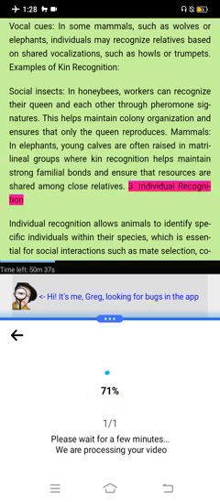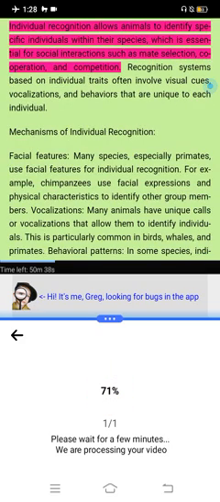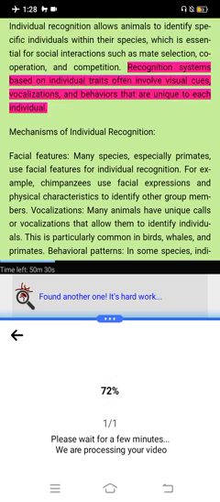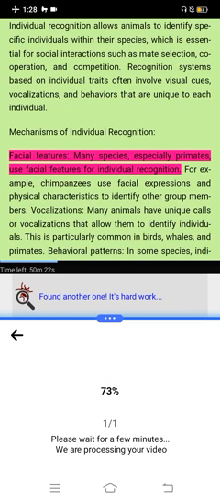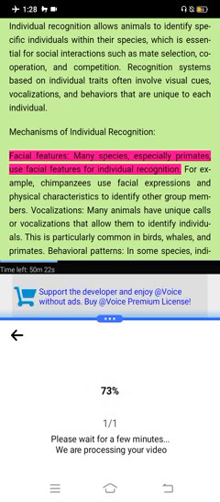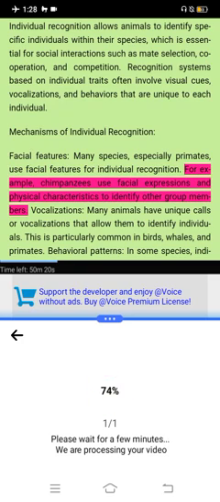3. Individual recognition. Individual recognition allows animals to identify specific individuals within their species, which is essential for social interactions such as mate selection, cooperation, and competition. Recognition systems based on individual traits often involve visual cues, vocalizations, and behaviors that are unique to each individual. Mechanisms of individual recognition. Facial features. Many species, especially primates, use facial features for individual recognition. For example, chimpanzees use facial expressions and physical characteristics to identify other group members.